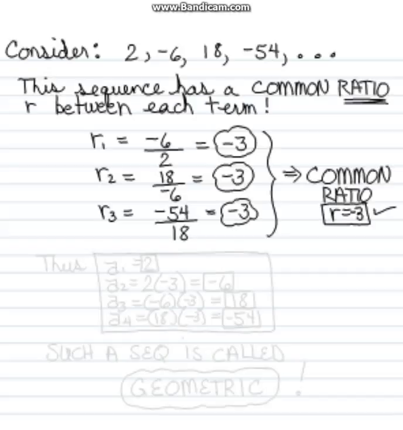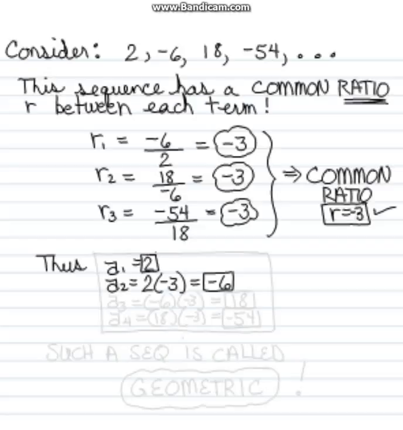So if you have a common ratio between each term, that means you can generate the entire sequence knowing just what the first term is, a sub 1 equals the number 2, and knowing what the common ratio is. You can get the next term by multiplying the term before it, 2, by the common ratio, negative 3. 2 times negative 3 gives us negative 6. And look at the top of the page. That's exactly what they gave us for the second term.